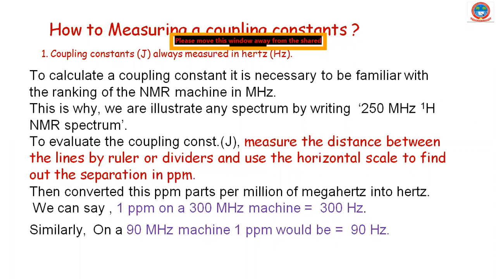I have explained the list of machines, 60 megahertz and so on. What is the meaning of megahertz? It is nothing but the strength of the magnet built into that machine. Very simple. You are getting the point? What is the megahertz?